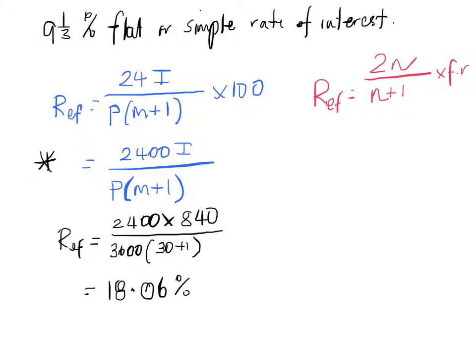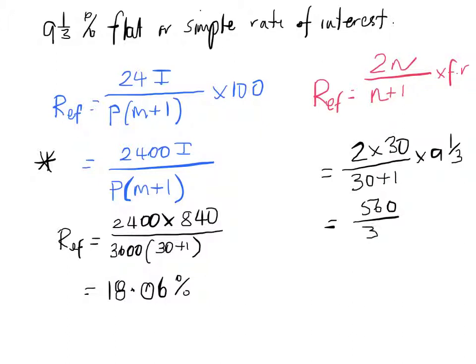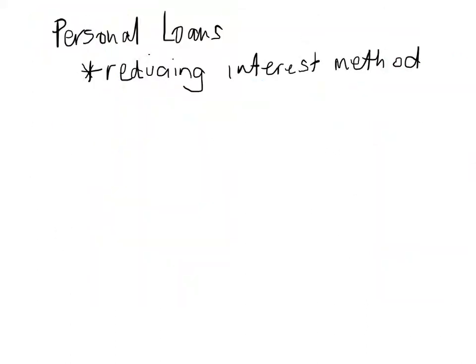I'll just quickly show you the other way as well. So in this one, I've got 2 times the number of instalments divided by the number of instalments plus 1 times 9 1/3, which will give me 560 over 31, which also is going to give me 18.06%. So we're actually talking about an effective rate of interest that's double what is probably going to be advertised. So it might be advertised at 9 1/3 simple rate of interest, but behind that the company knows that they're actually charging 18.06% effective interest.